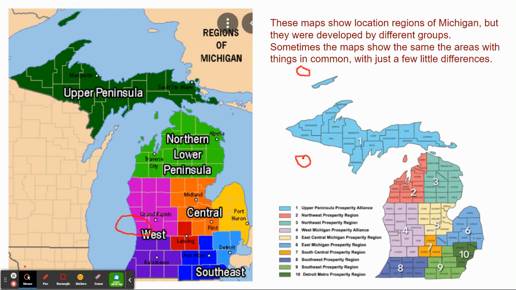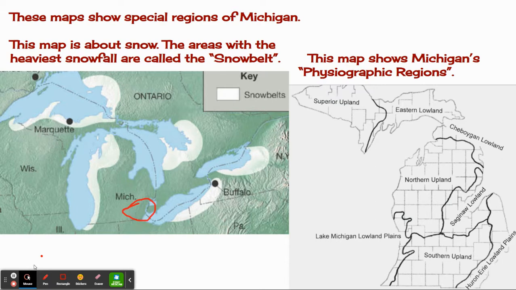These maps show location regions of Michigan, but they were developed by different groups. And so they don't have the same areas. Those lines showed up there. Sometimes the maps show the same areas with things in common with just a few little differences. These are similar to the ones on the other slide. This one has names, one has numbers, the other one had zones. But you can see that Michigan over here is still in the west part of the state. There we go.